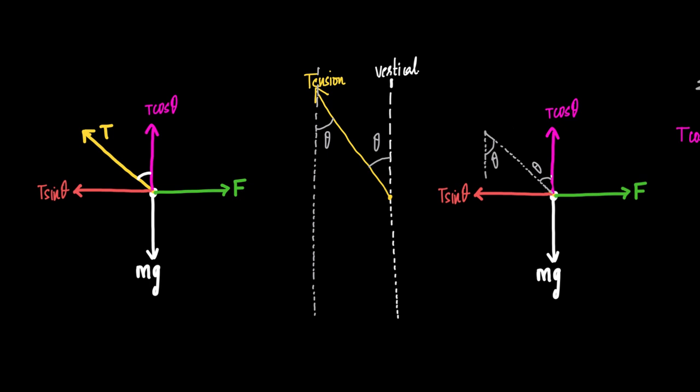Let's say this is the tension originating from this point, acting away from the point of contact. This can be resolved into two components. One is the vertical component like this, and then we have the horizontal component.